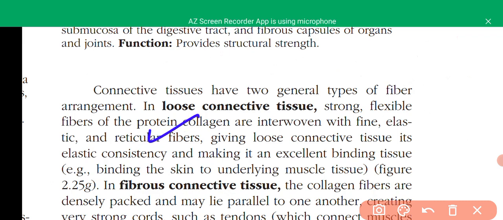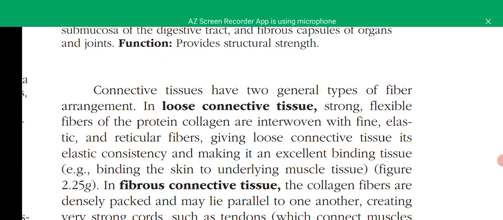There are collagen fibers, but there are also elastic and reticular fibers that give it the consistency of loose tissue, making it an excellent binding tissue. How? Because it is elastic in nature, and it helps protect the systems underlying it, and it is also present underlying the skin.